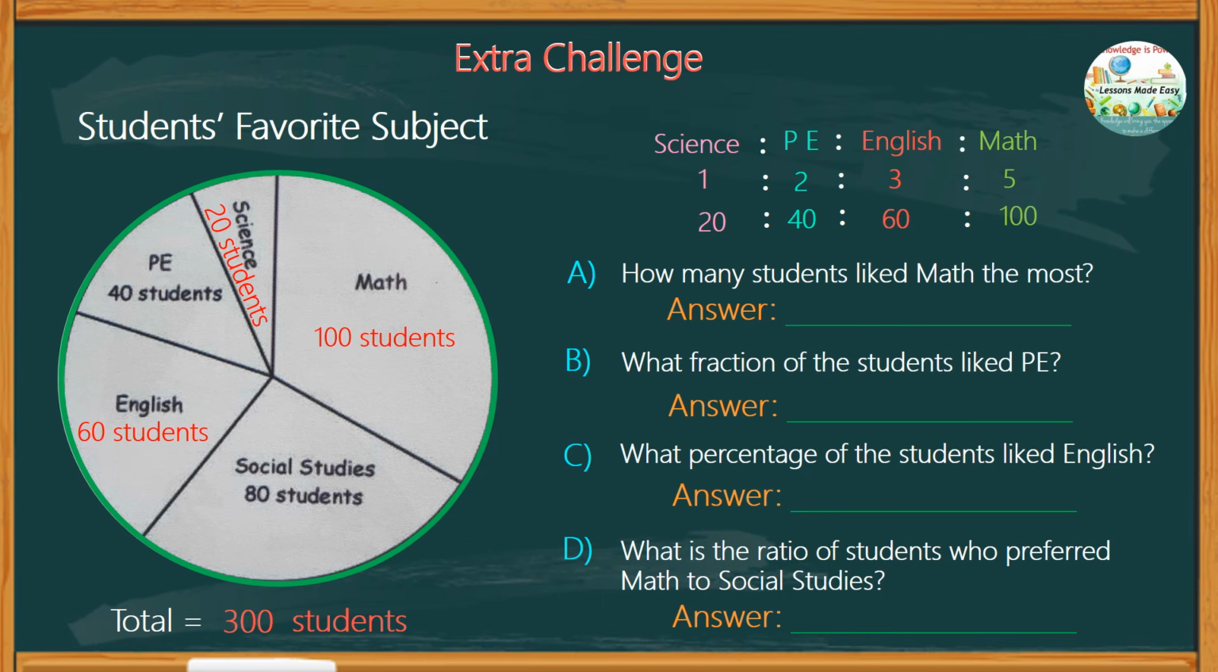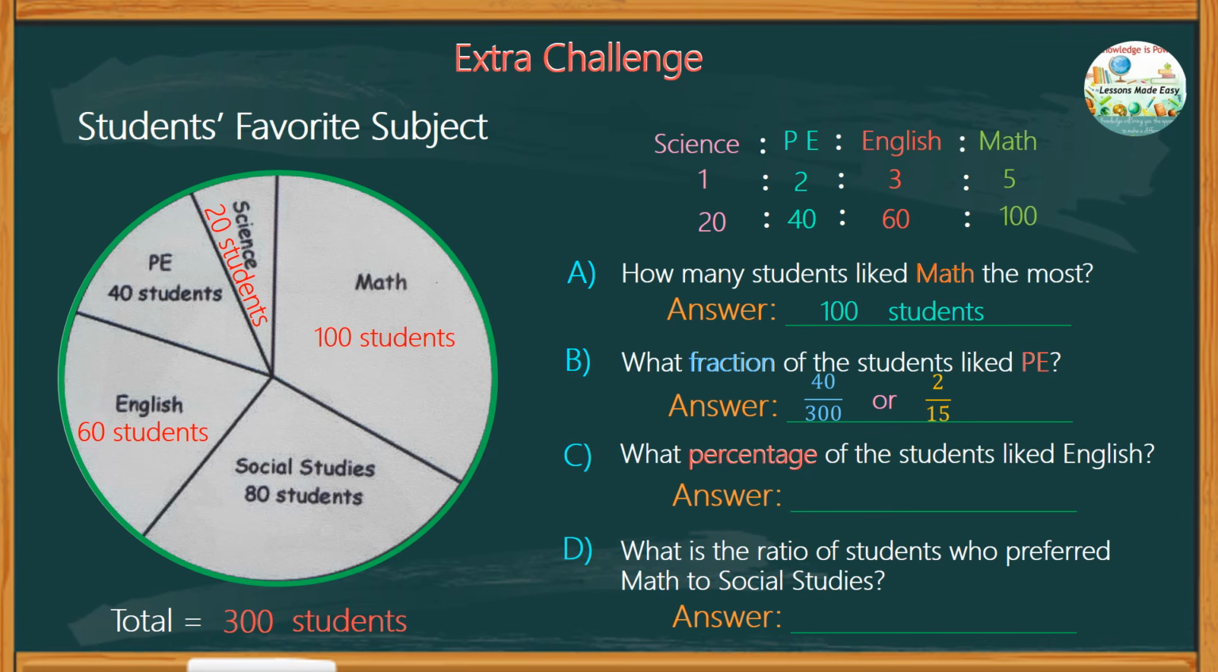Now we are ready to answer the guide questions. How many students liked math the most? Clearly, 100 students like math the most. What fraction of the students like PE? 40 out of 300 students like PE. This fraction can still be reduced to 2 over 15.